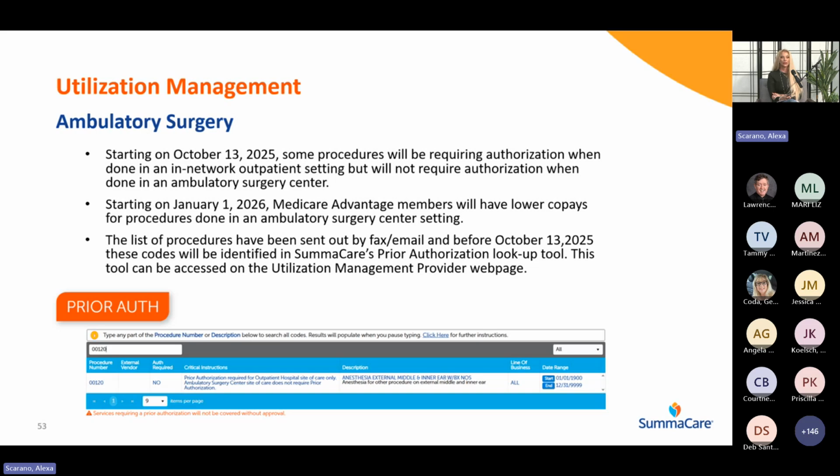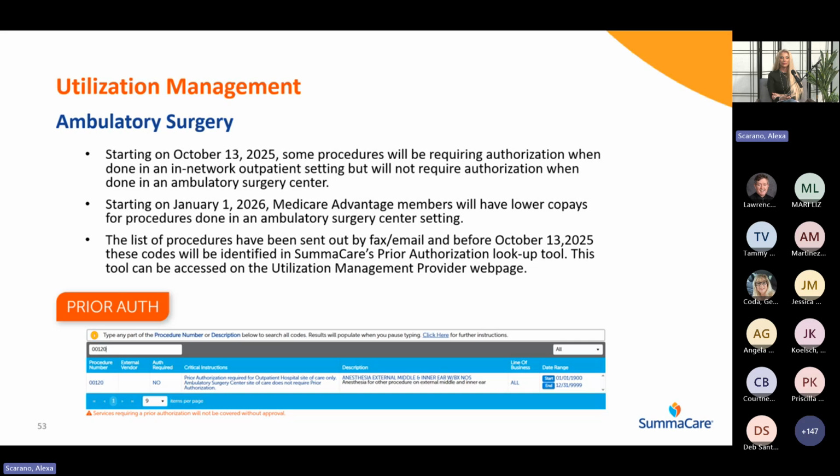So for this, for ambulatory surgery starting on October 13th, there are some CPT and procedure codes that will be requiring authorization when it's done in an outpatient or inpatient setting. However, it will not require an authorization when done in an ambulatory surgery center. We are starting on January 1st of 2026 for our Medicare Advantage members. They will have lower copays for those procedures that are done in an ambulatory surgery center.